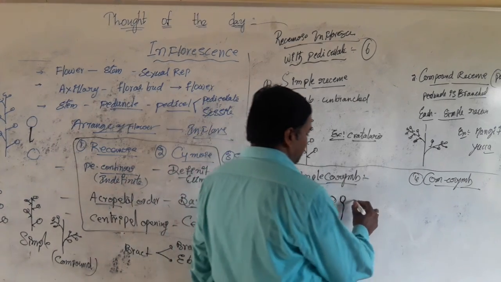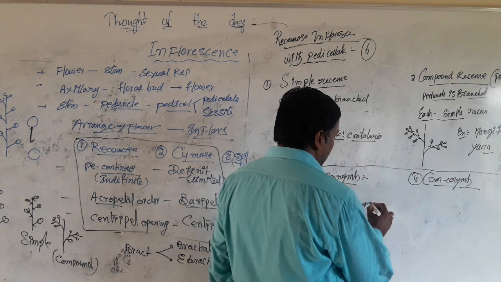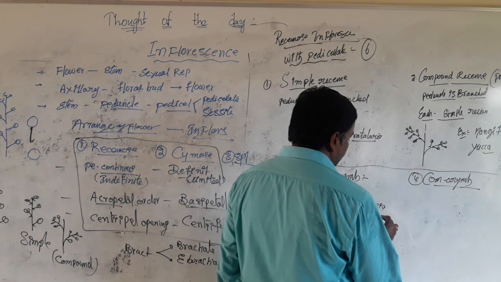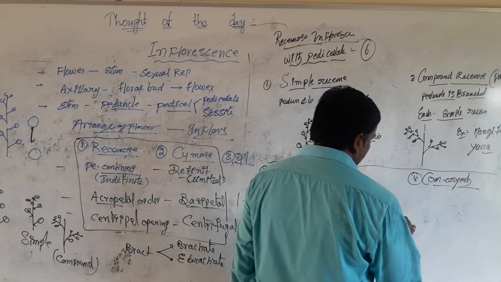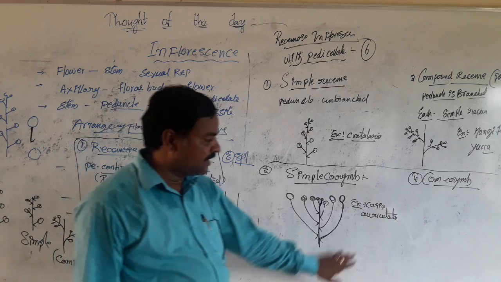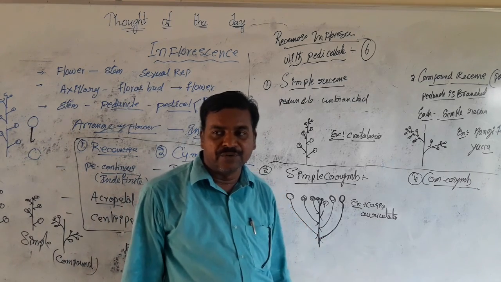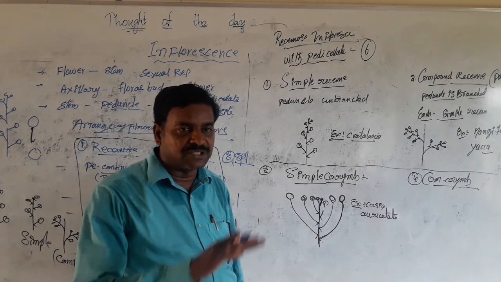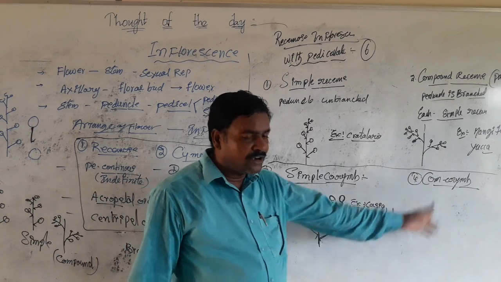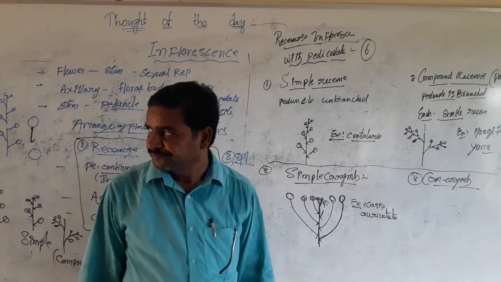One of the best examples for this is Cassia auriculata. Cassia auriculata is one of the best examples. Cassia auriculata is the tangedu plant, which bears yellow flowers.